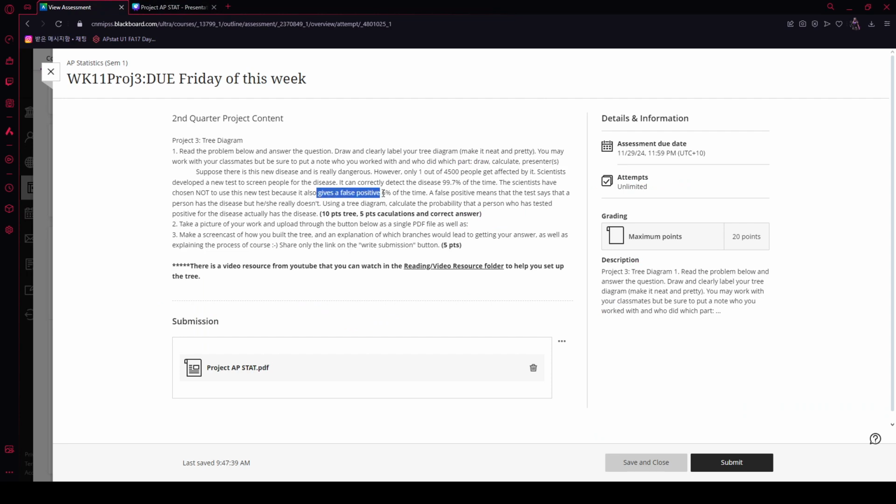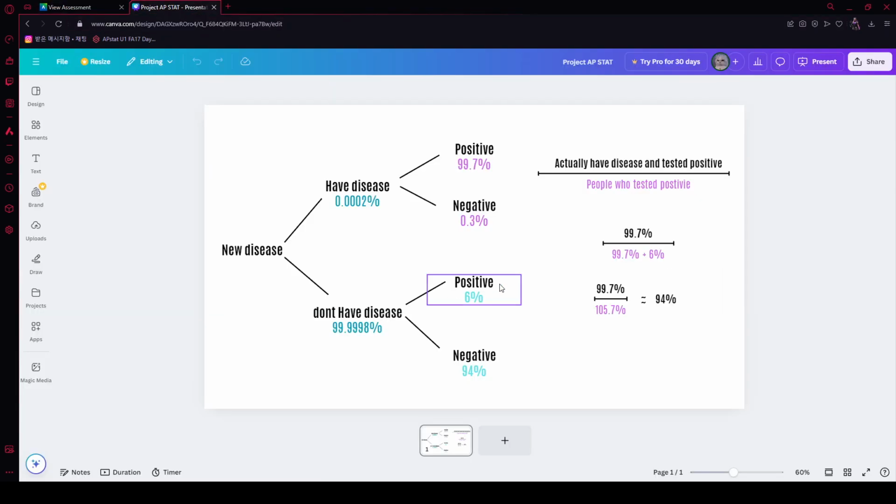They also give a 6% false report, meaning people don't have the disease, but the report says they have the disease. So 6% of the time, people who don't have the disease get tested positive for having the disease, and 94% test negative, which is good because they actually don't have the disease.